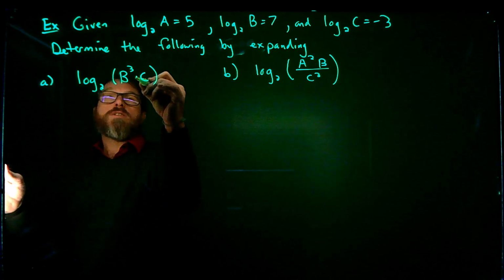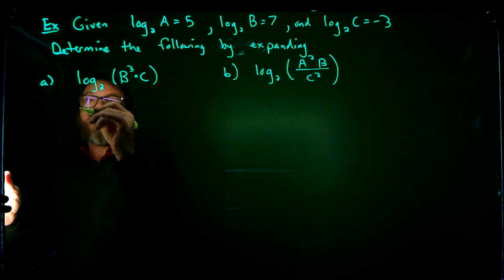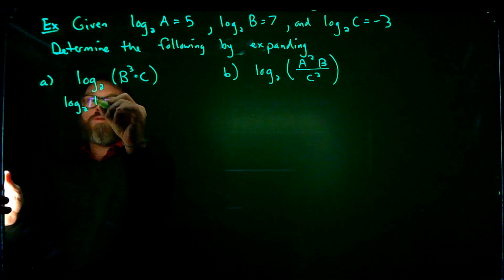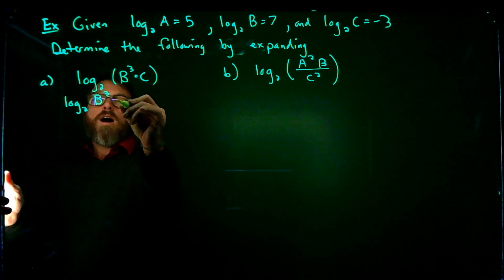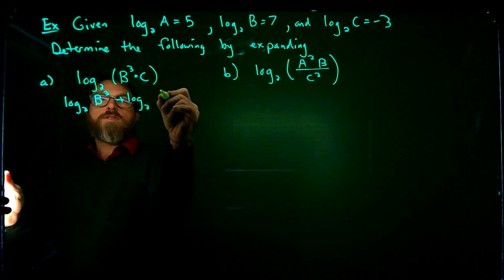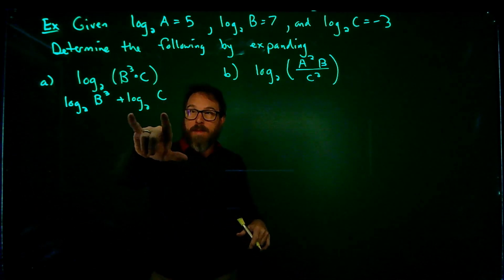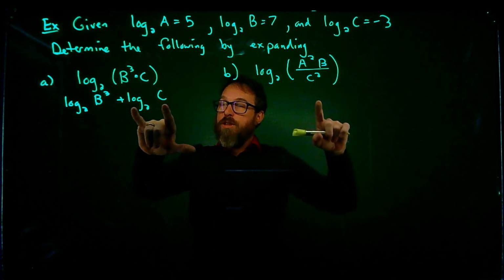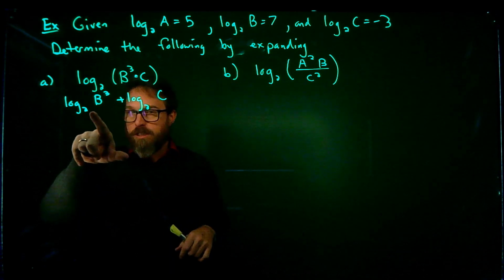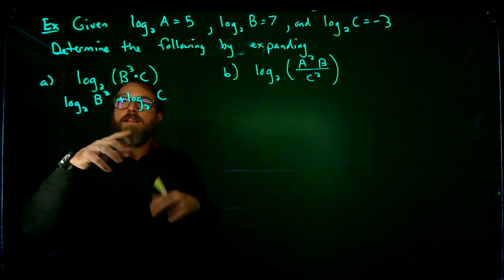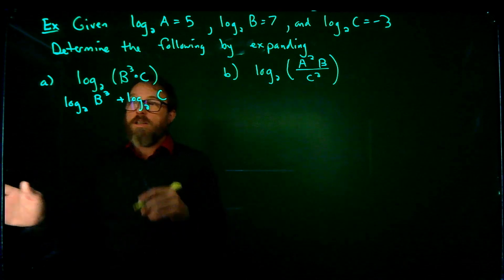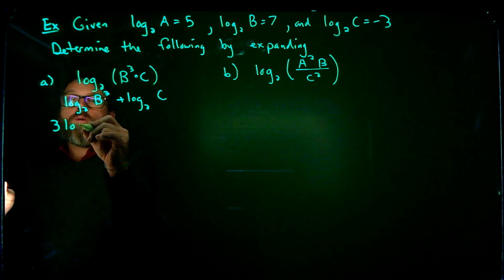So what I know is that multiplication is going to turn into addition. So this is going to be the log base 2 of b cubed plus the log base 2 of c. Now, that's good because I know the log base 2 of c. So this piece right here is -3, but this is still not done. I need the log base 2 of b to be isolated, so we can go ahead and pull out that 3.